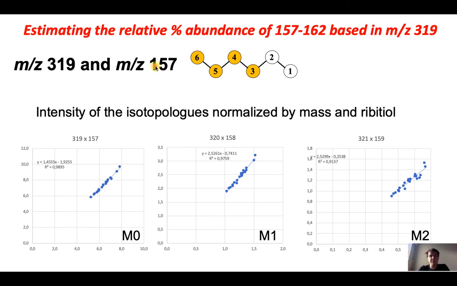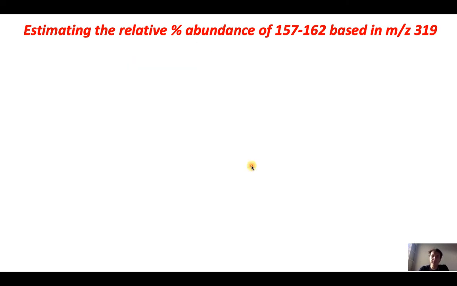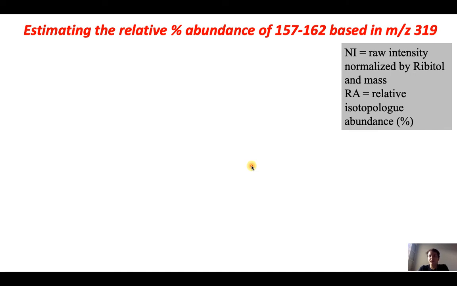So what we did next was to estimate the M3 and the M4 of the 157 based on the M3 and the M4 of 319. For this, we are assuming that they have a linear correlation, which fits well with this analysis here. So the calculation is not that simple. Here you are going to see some data. Ni is the raw intensity normalized by Ribitol and mass, and Ra is the relative isotopologue abundance.